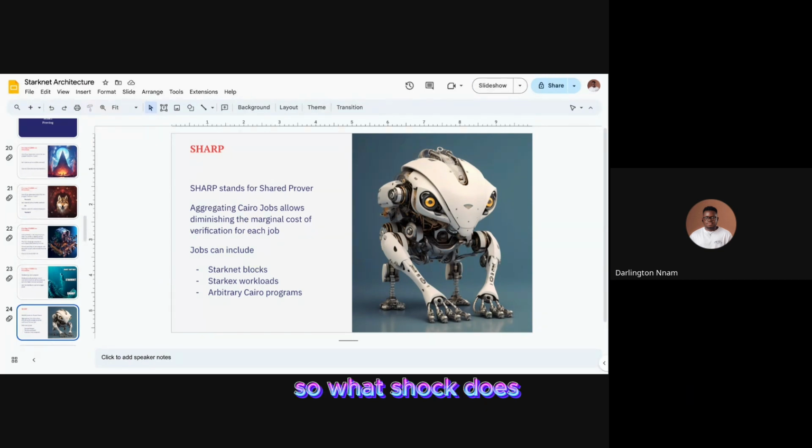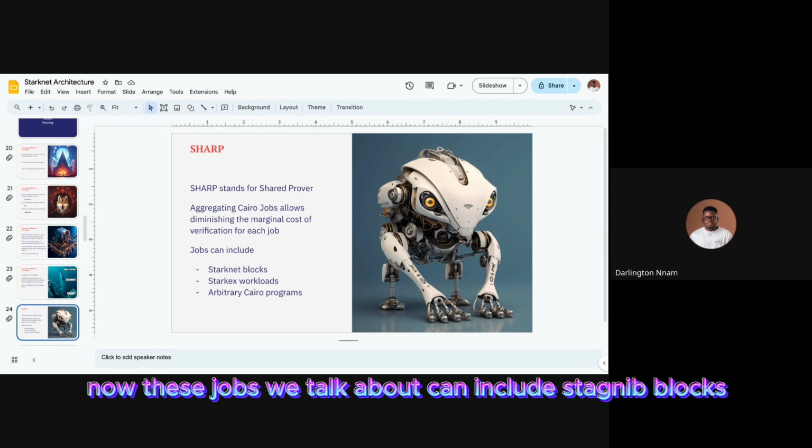So what Sharp does basically is it takes in a lot of Cairo jobs, and it aggregates them, or basically combines them together, and then sends them to generate a single proof for all traces, and then sends it to Ethereum to be verified on the verifier smart contract. Now these jobs we talk about can include Starknet blocks.